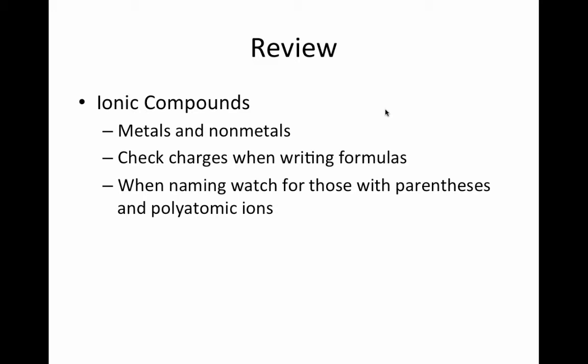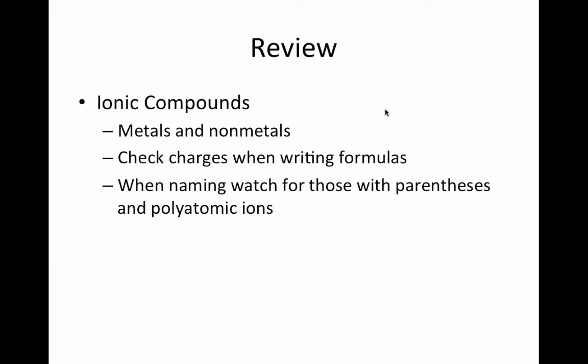First thing I want to do in this video is just do a quick recap of what we covered the last 2 days. We were talking about ionic compounds, we were writing formulas and naming ionic compounds, and that was always dealing with metals and nonmetals on the periodic table. Some things you had to remember when you were writing formulas is you always had to check the charges to make sure that the amount of positive charge equaled the amount of negative charge so that you were writing the formula for a neutral compound. And we used the crisscross method in order to do that.